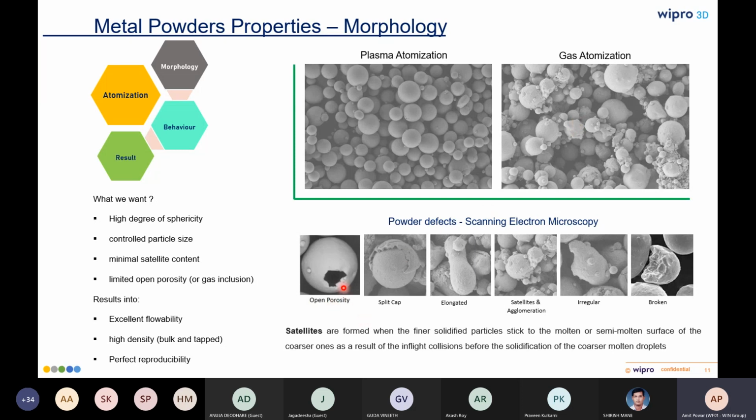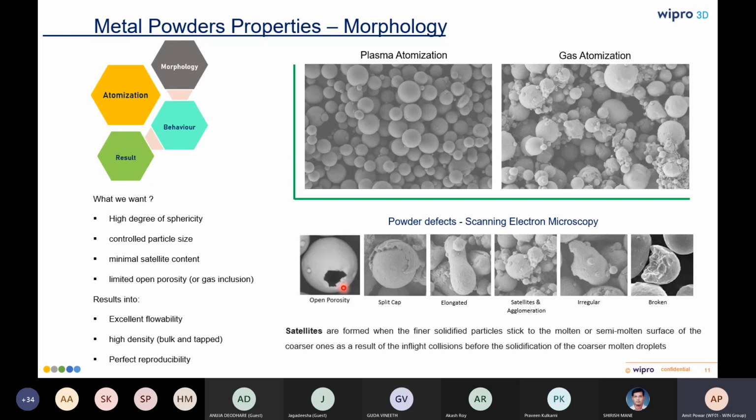So this is open porosity. Some gas will get trapped during powder manufacturing, and this type of defect is generated. This will prevent the part from reaching full density. Basically, when you are printing the part, this open porosity will generate porosity in the part.